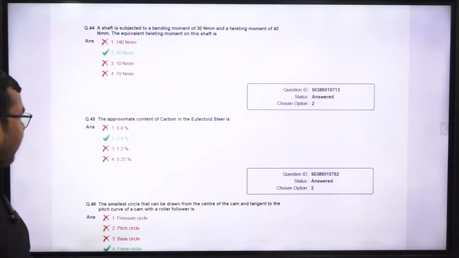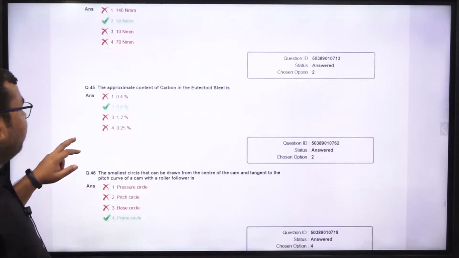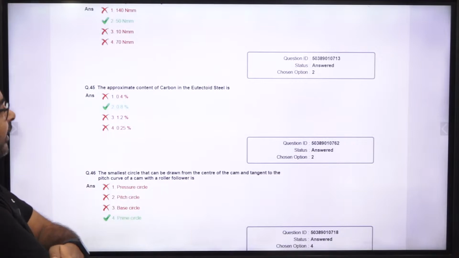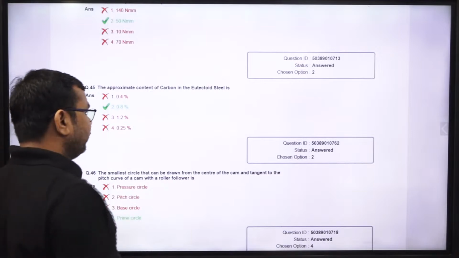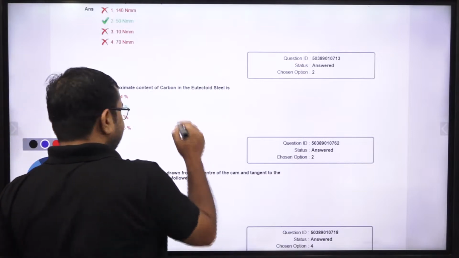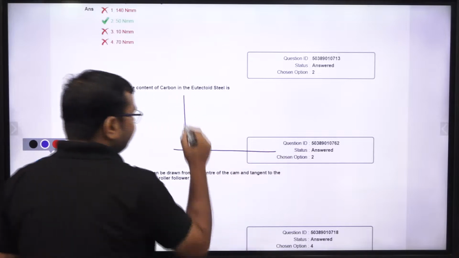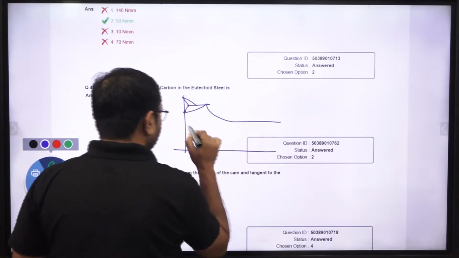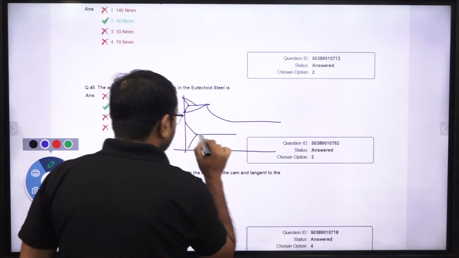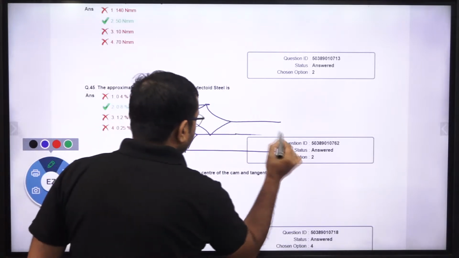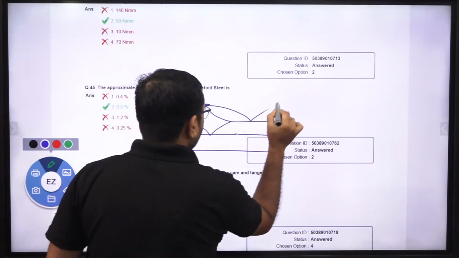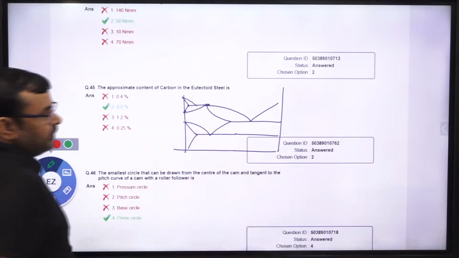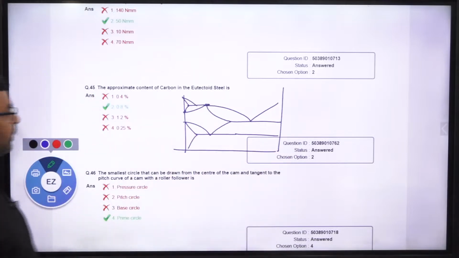Correct? Okay. So the approximate content of carbon in the eutectoid steel. Do you know what this eutectoid steel is? If I draw the iron carbon diagram, it looks like this. We have this iron carbon diagram. Is it clear? This is very simple.